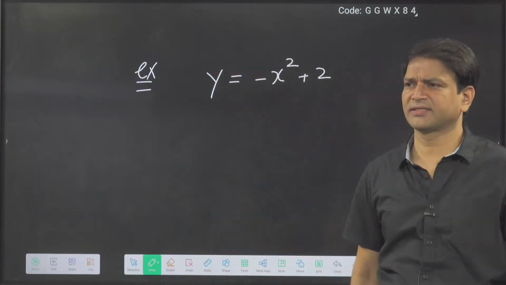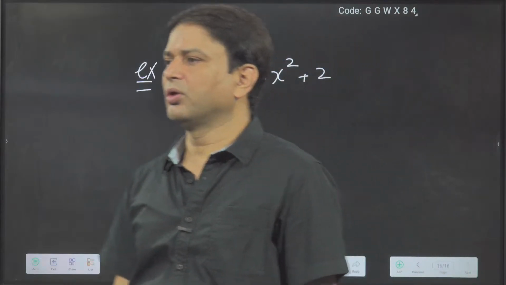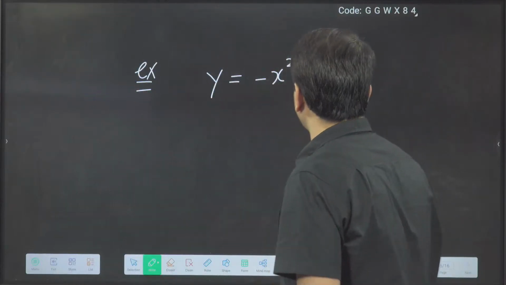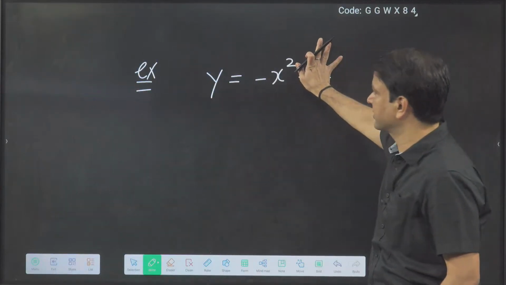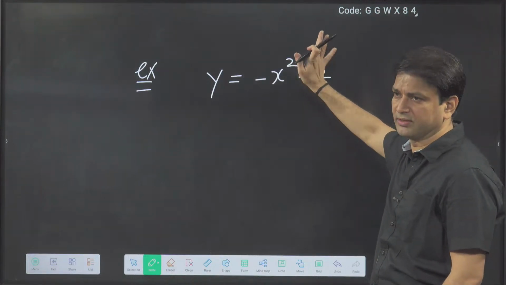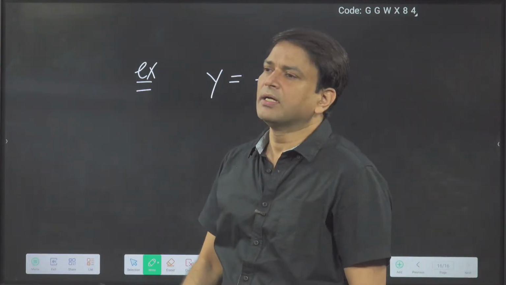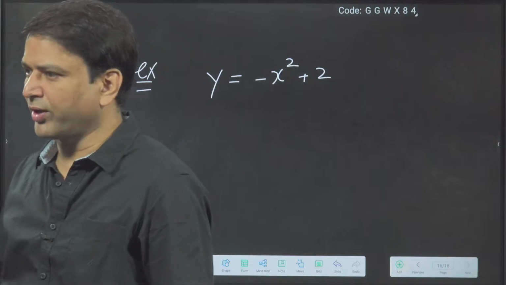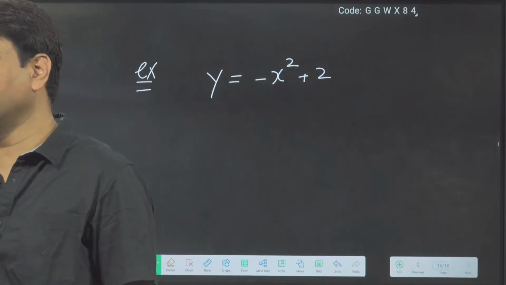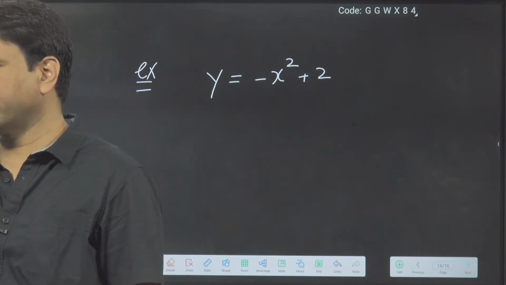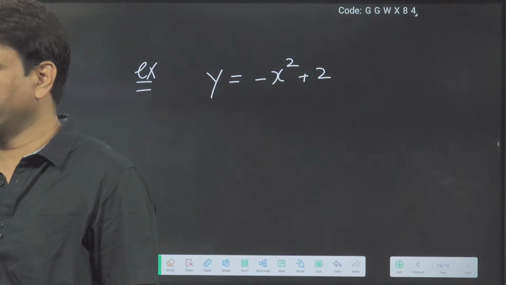Like suppose I am saying y is equal to minus x square plus 2. Okay. So y is equal to minus x square. Forget about the constant. If x square is equal to minus y, then what will the parabola be? X square means symmetric about y. Minus is there, then we will make a downward parabola.